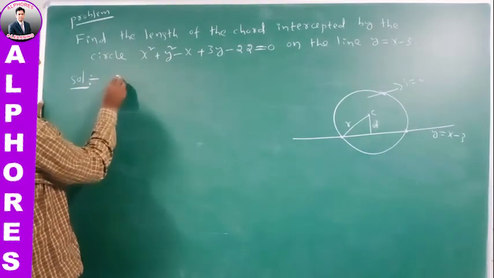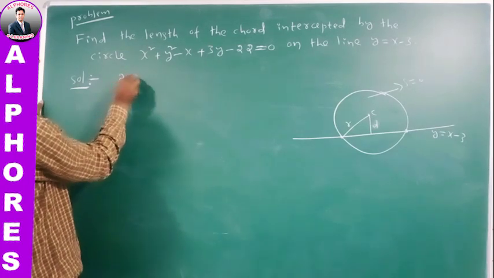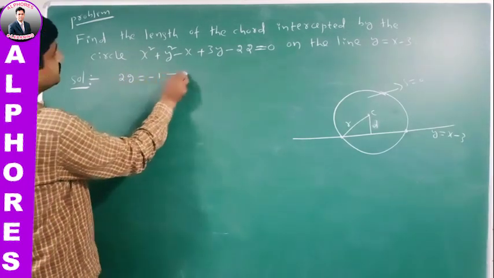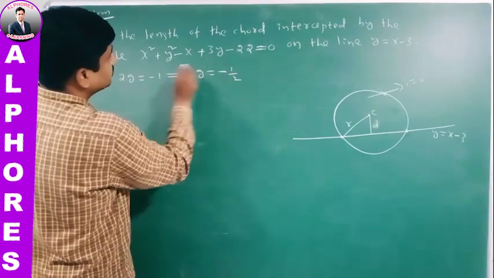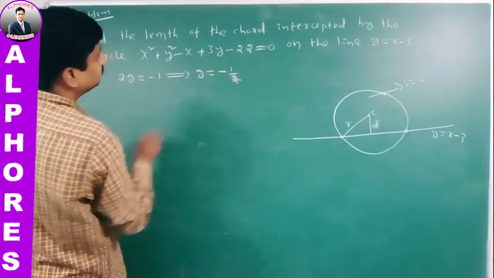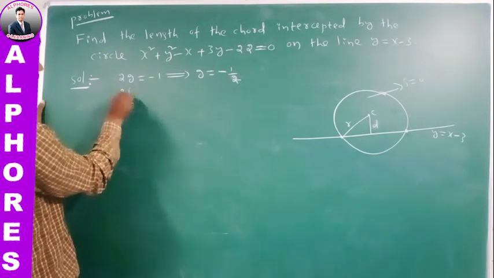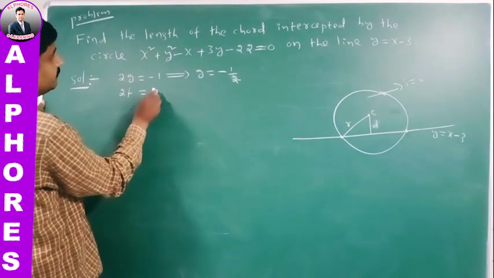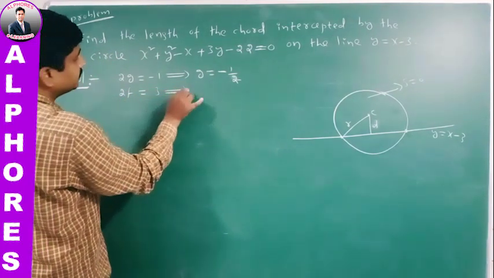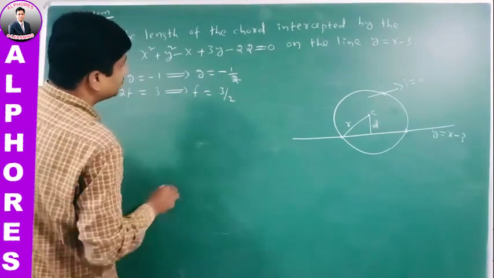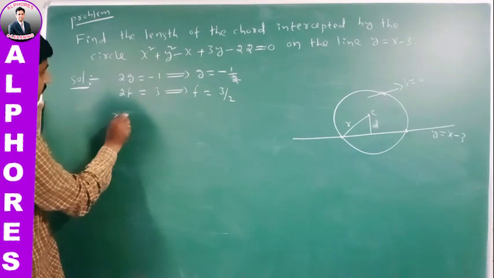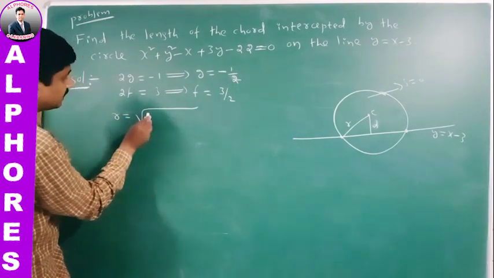From the circle equation, 2g equals minus 1, which implies g equals minus 1 by 2. From the circle equation, 2f equals 3, therefore f equals 3 by 2.